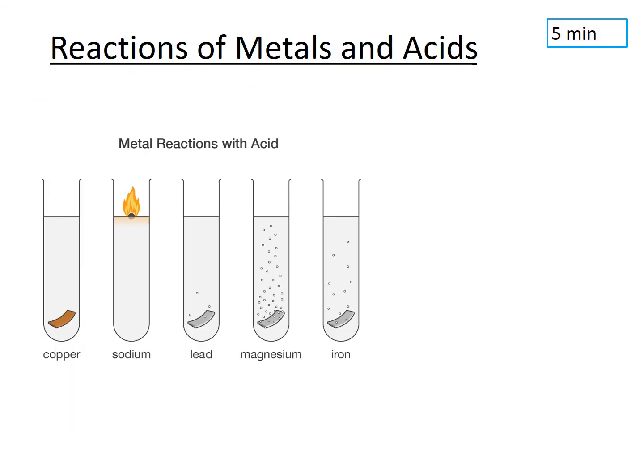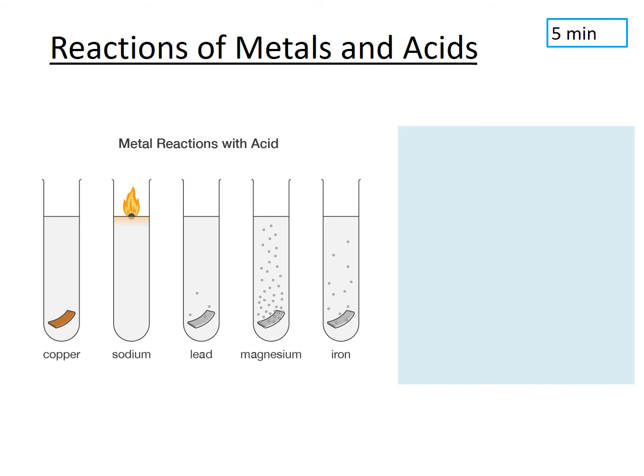Right, so if you remember from the lesson that we did last time, we saw some reactions of metals with a number of different things. So we saw metals reacting with oxygen, metals reacting with water, and metals reacting with acids as well. So for this lesson, what we're going to focus on is just the reactions between metals and acids. So here's a picture that you will be familiar with from the last lesson. It's the exact same picture.